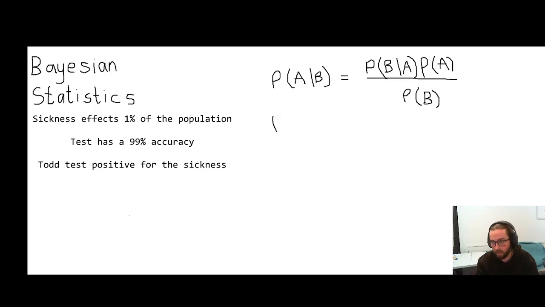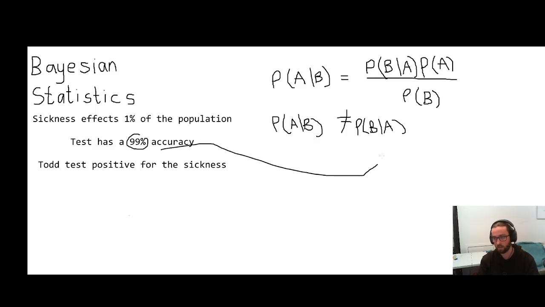Again, we're getting into this idea that event A given event B is very different from event B given event A, right? People confuse them a lot. This 99% is sort of like this one, but we're being asked for this one.